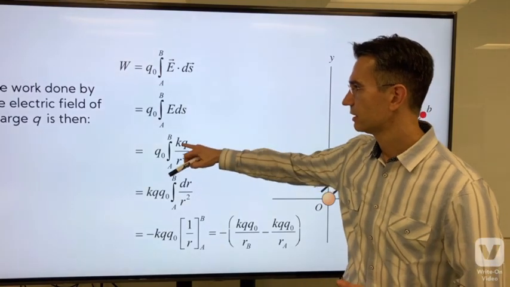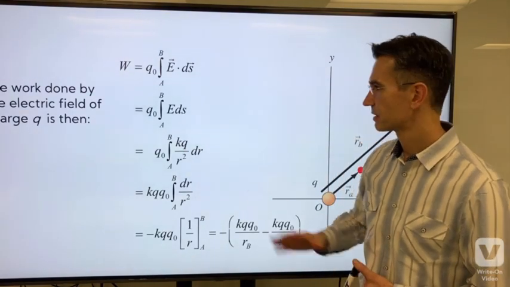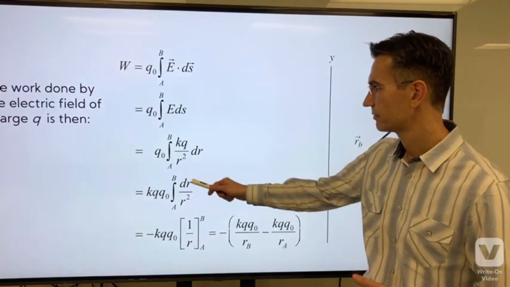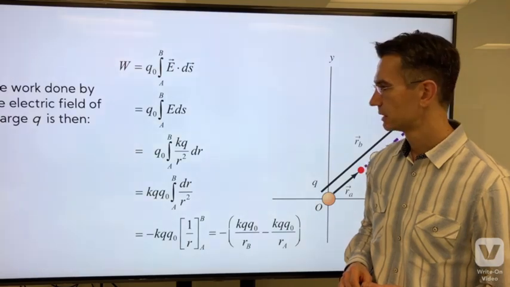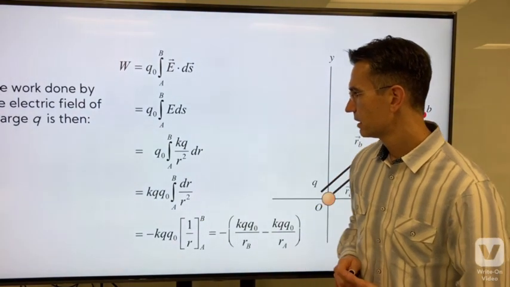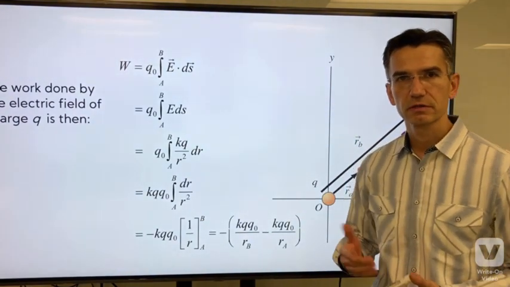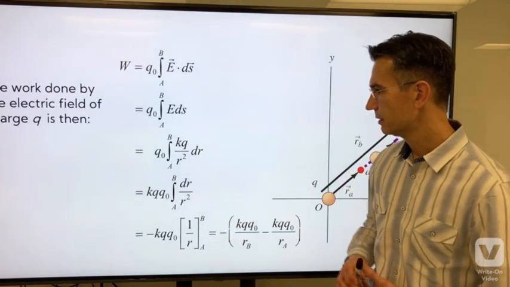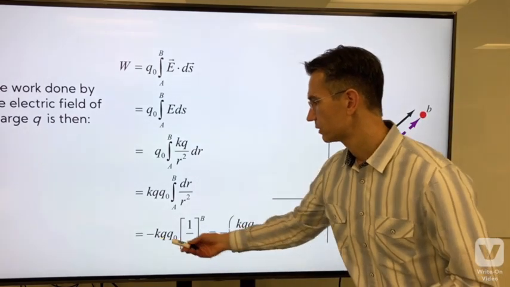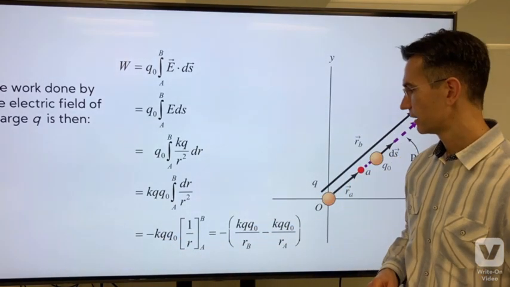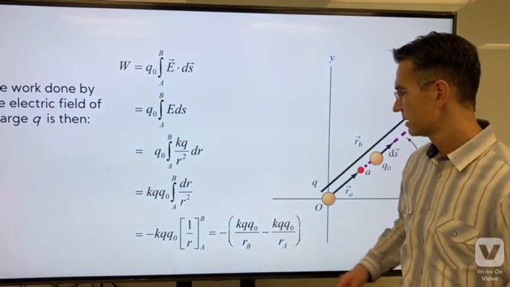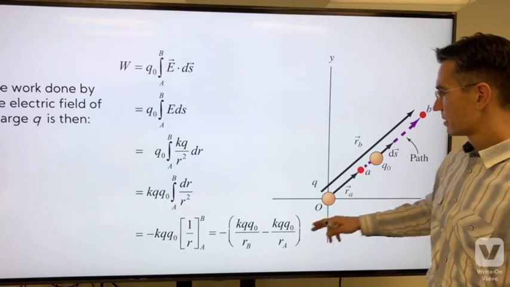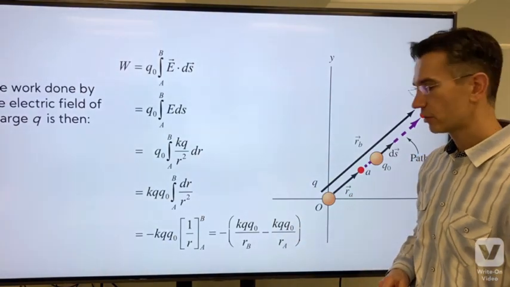So we'll take out the factors that do not depend on distance in front of the integral. So now we have kq0 in front of the integral, and we just have dr over r squared under the integral. So now we go from A to B. The integral of 1 over r squared is minus 1 over r, evaluated from A to B. So then we have minus kq0, 1 over r between A and B. So this is going to be minus kq0 over rb, this is the final distance, minus kq0 over ra, the initial distance.